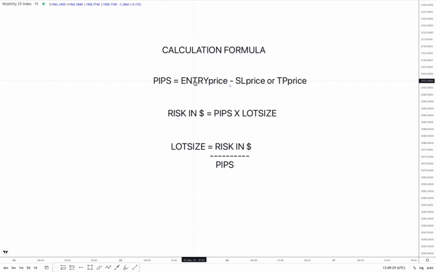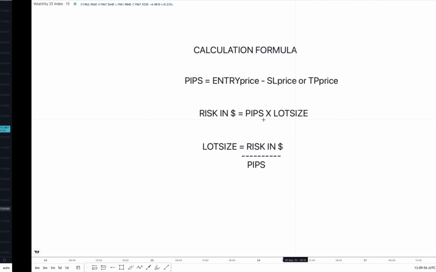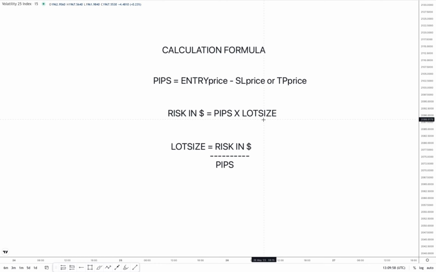So let's say you executed a trade. You need to know the pip calculation from your entry to either your stop loss or your take profit. It is going to be subtracting the price of the entry from the price of the stop loss, or subtracting the price of the entry from the price of the take profit. We are going to talk about the remaining two as we roll. So let's go on the chart and let me show you guys how it is done.